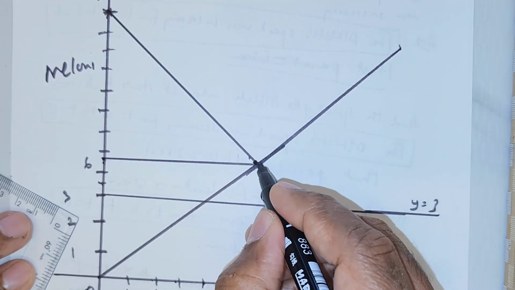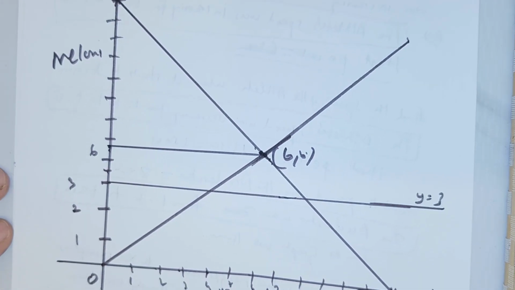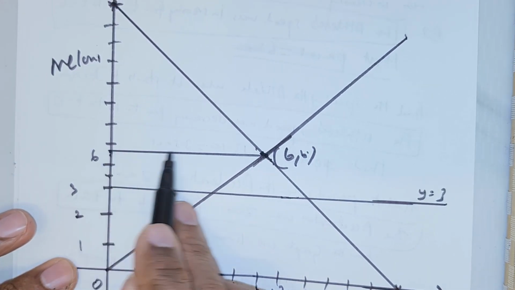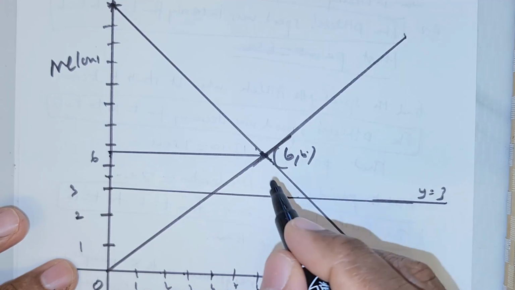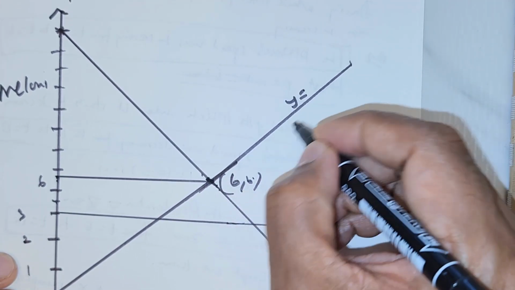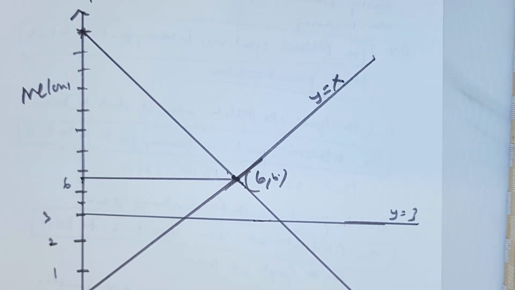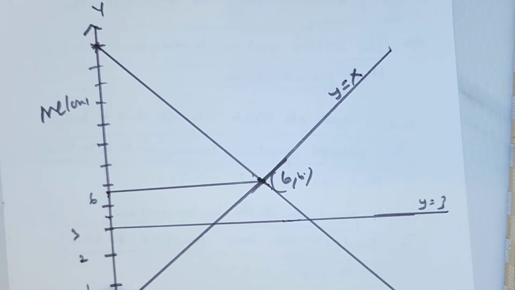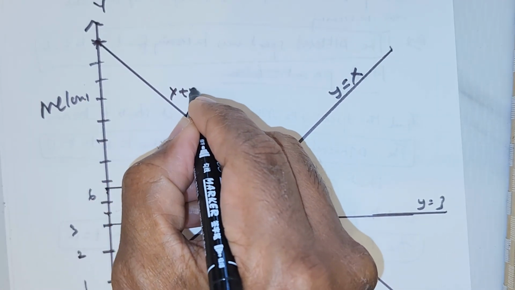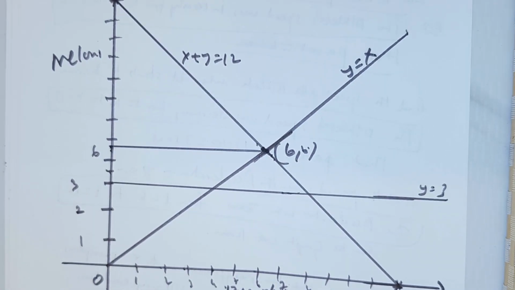Y is equal to this point 6, 6. Okay, so you don't have to draw this line, but this line I've just indicated to help to draw the line. So y is equal to x is this, and this line is x plus y is equal to 12. Okay, so that is the completion of this graph.